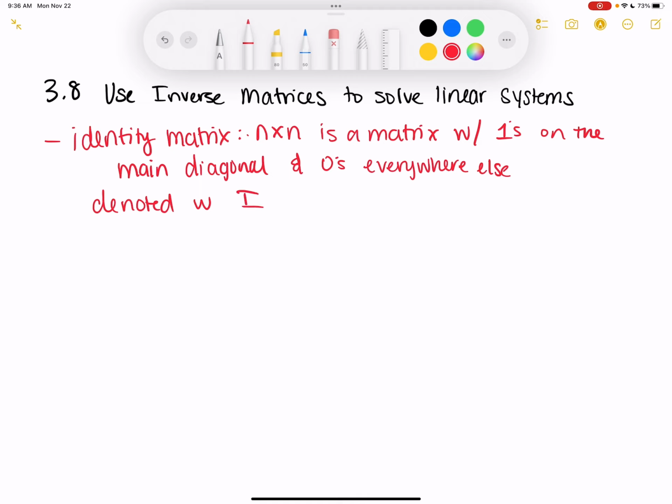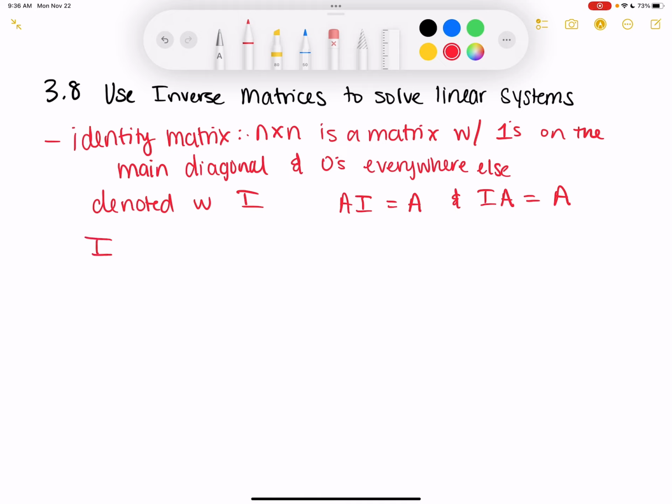So if we had matrix A times the identity matrix, we would get out matrix A, and if we had the identity matrix times matrix A, we would get out matrix A. Okay, remember, it does matter what order we are multiplying in. That can change things, so just keep that in mind.